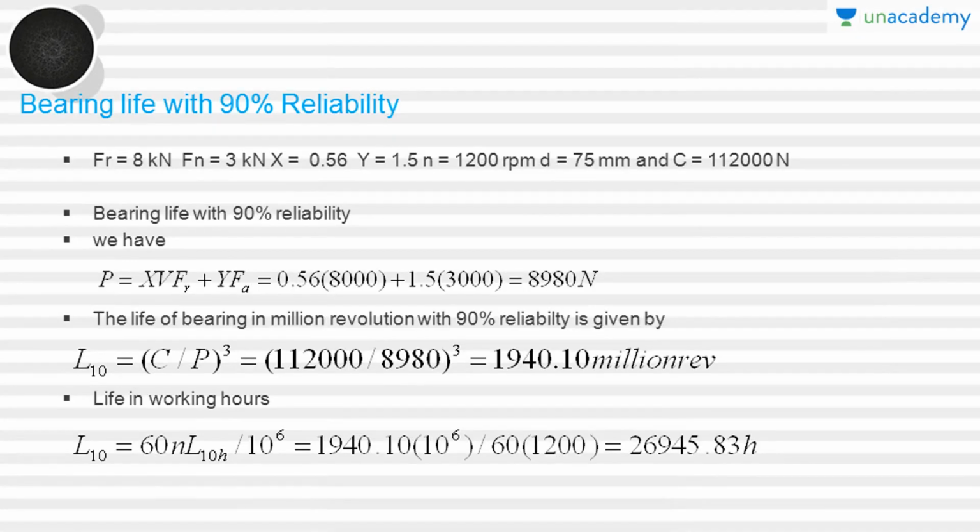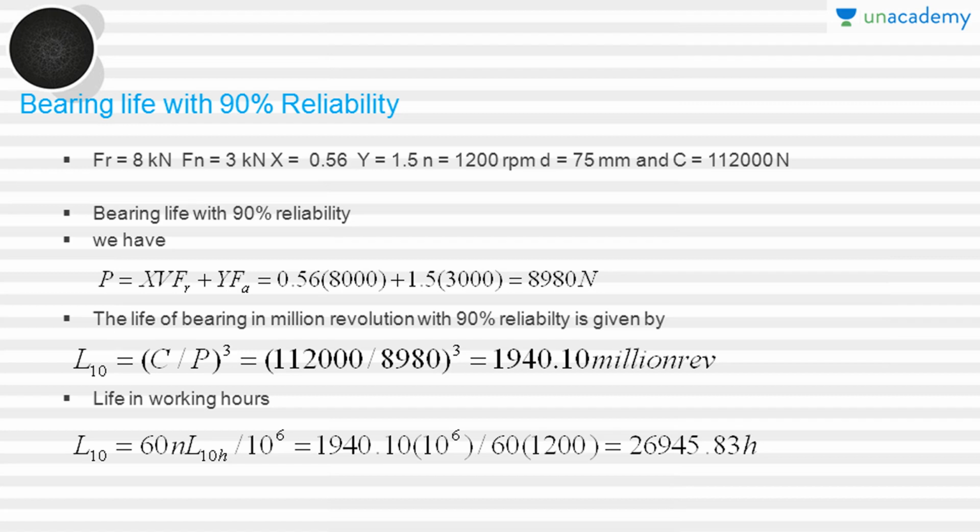So, bearing life with 90% reliability. The bearing life which corresponds to 90% reliability is L10, right? So in the problem they have given Fr equals 8 kilonewtons, which is the radial load, and Fa equals 3 kilonewtons, which is the thrust load, and X equals 0.56 and Y equals 1.5, and N, the number of revolutions, is 1200 rpm, and they have given the diameter of the shaft as 75 millimeters, and the dynamic load carrying capacity is 1,12,000 newtons, right?